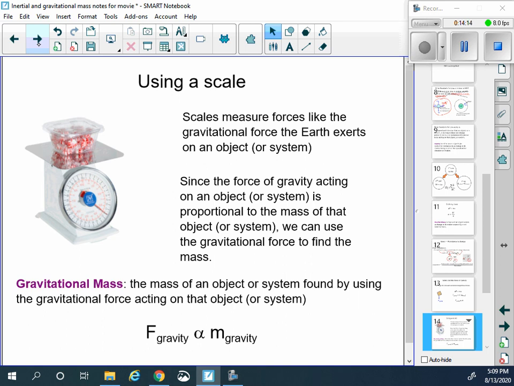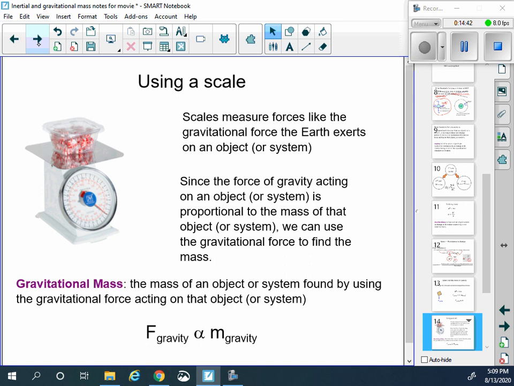And we know that if you go to the moon or some other place like that, the scale will give you the wrong mass because it's not measuring mass, it's actually measuring gravitational force. When I'm using the force of gravity, such as by way of a scale to find the mass of an object, I'm finding what's called gravitational mass. So we often define mass or give mass a name based on how we're going to find it.